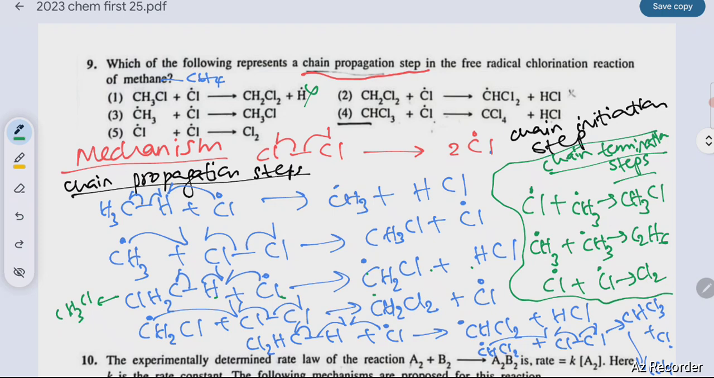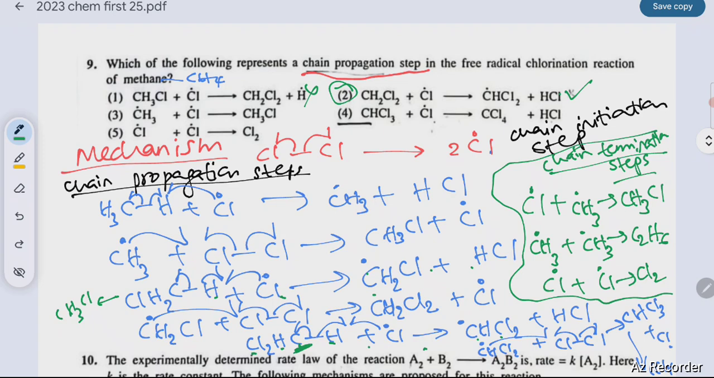Second one, CH2Cl2 plus Cl dot. CH2Cl2 plus Cl dot gives CHCl2 dot plus HCl. So that is the correct answer, right? That is the correct answer for the 9th one, second one. We'll move on with the others as well.